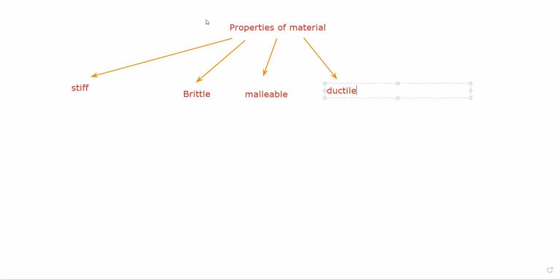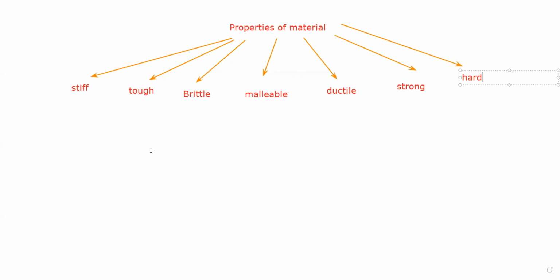A material can be strong. A material can be tough. A material can be hard. Or a material can be flexible.